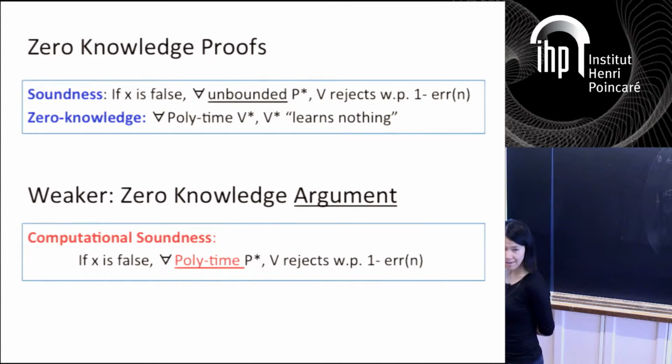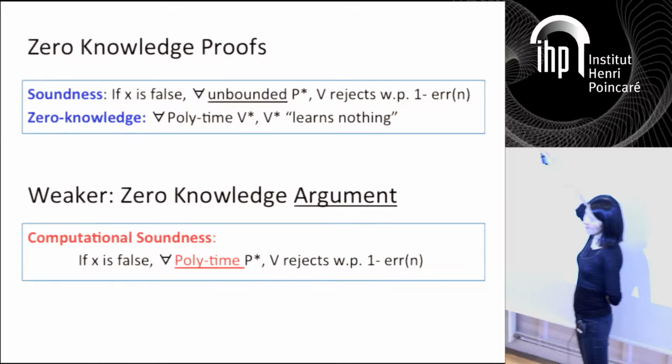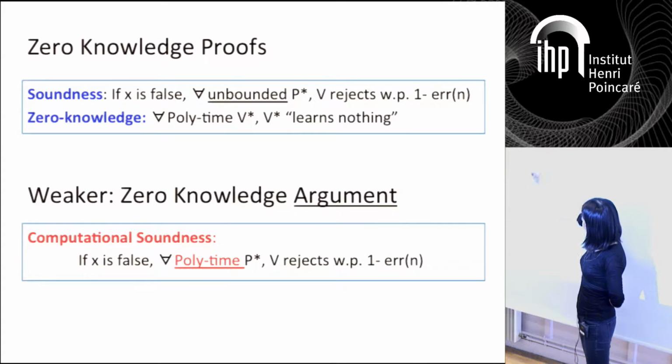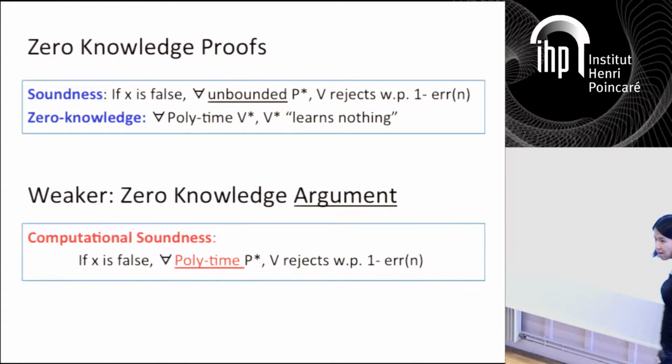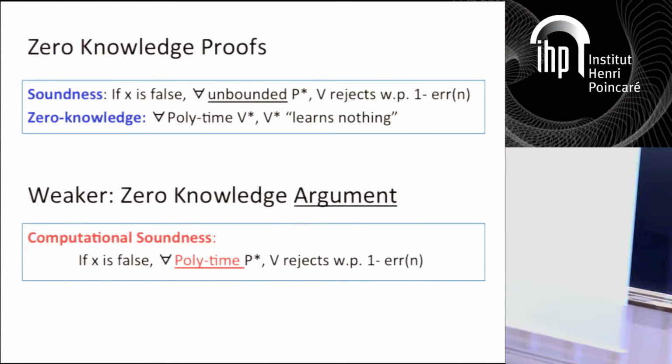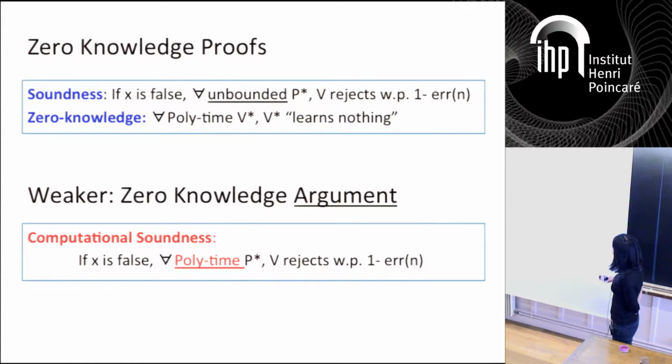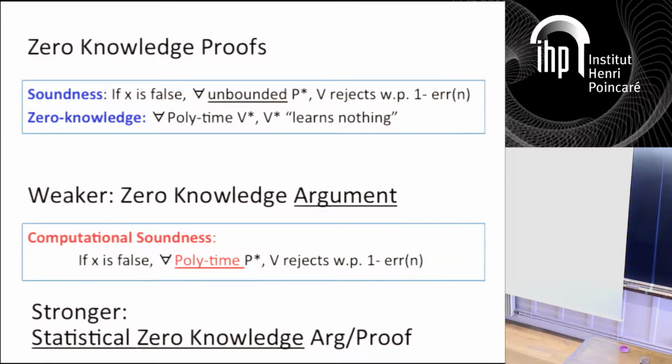A weaker version of it is that, since we're concerning only polynomial bounded verifiers, why not do the same also for the soundness? How about we relax the soundness to a computational version, where I only care that bounded time, polynomial time provers cannot prove a false statement? In this case, to make the distinction, we're going to call it a zero-knowledge argument as opposed to a zero-knowledge proof.